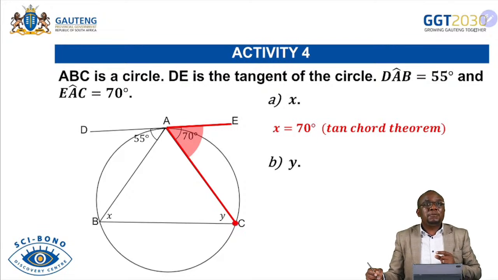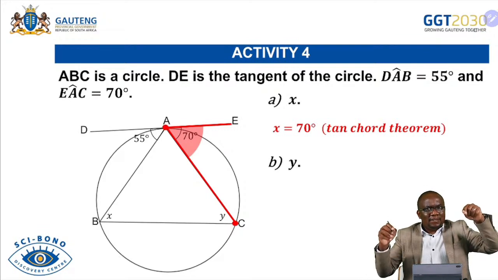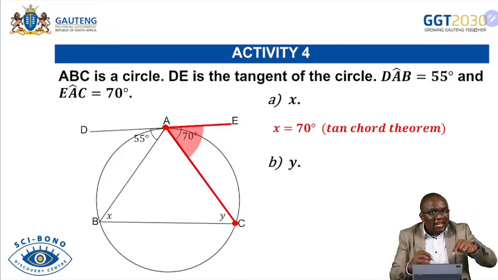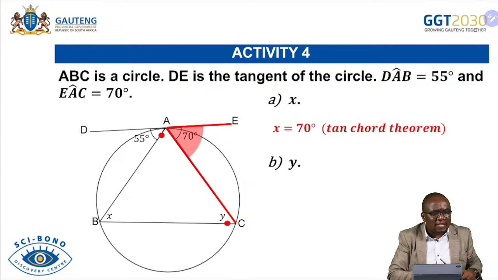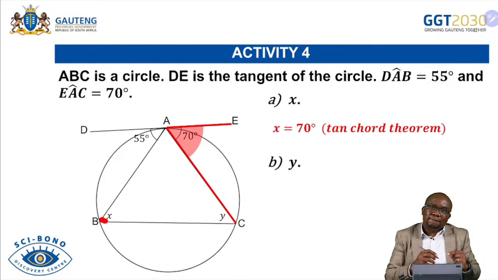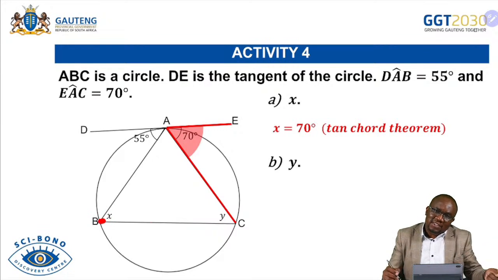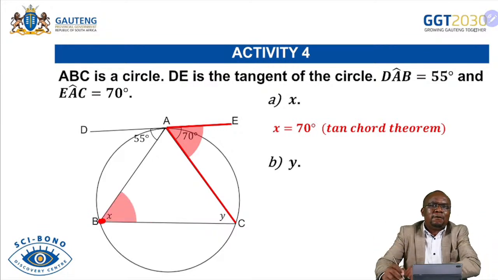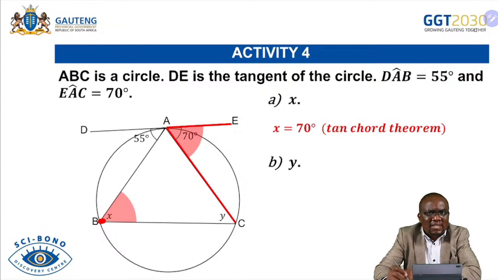So I put one of my fingers there by C, and then I put the other one by A. Okay? And then I follow the lines like that. You see, I follow the lines, and I'm forming the angle in the alternate segment. The angle that I formed is 70 degrees. It is the angle in the alternate segment. You see how the tan chord works.